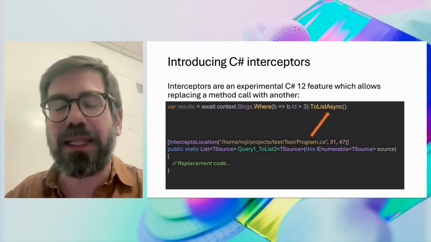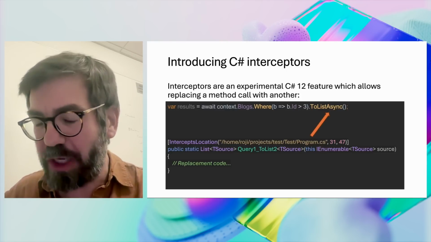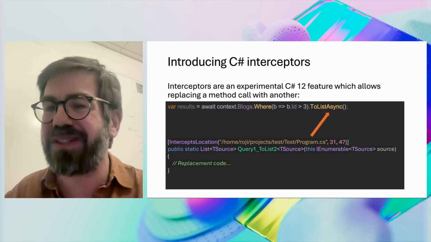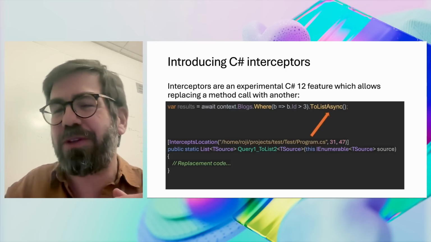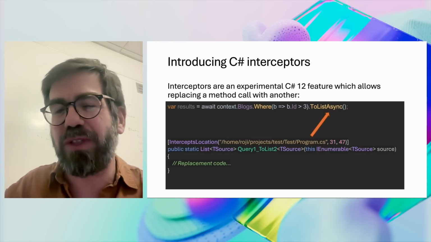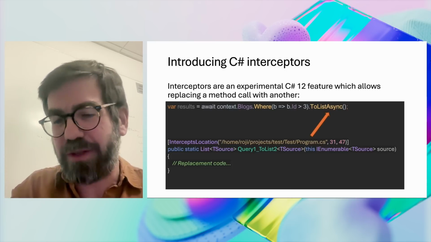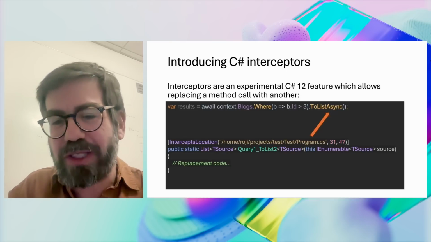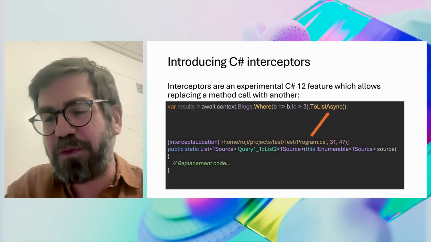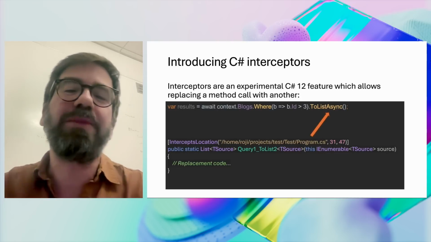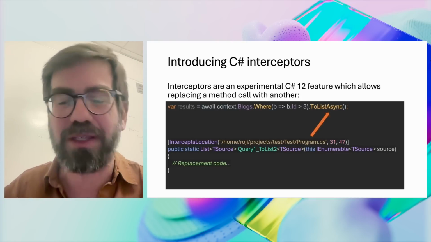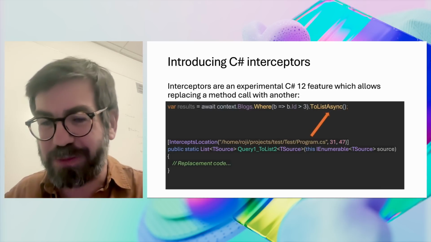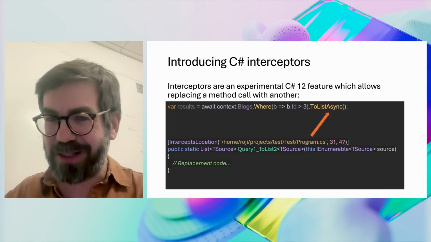Interceptors very simply allow you to replace one method call or invocation. So it's that ToListAsync here that you see that is going to be replaced with something else. We tell the compiler, swap around this ToListAsync. Actually, don't run ToListAsync. Instead, we have this other method here, this Query1 ToList2, which has this special attribute on it called InterceptsLocation, and it gives the file, the line number, and the column of something that is going to be intercepted or replaced. And we can use that to basically replace your ToListAsync with something else. So, okay, that's interceptors, right?